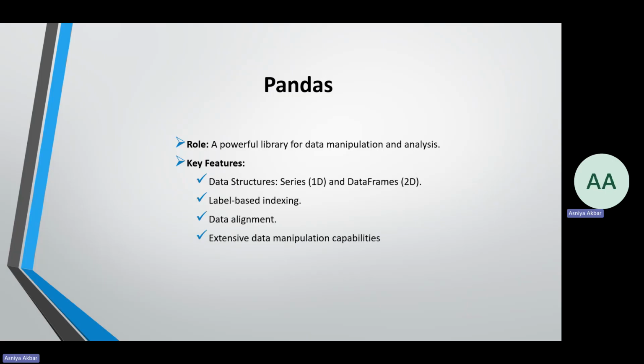There is also data alignment. Pandas automatically aligns data based on labels. This makes it easy to work with as well as combine data sets. When performing operations between series or data frames, pandas aligns the data on the labels, inserting missing values wherever it is necessary. Next up, we have extensive data manipulation capabilities.